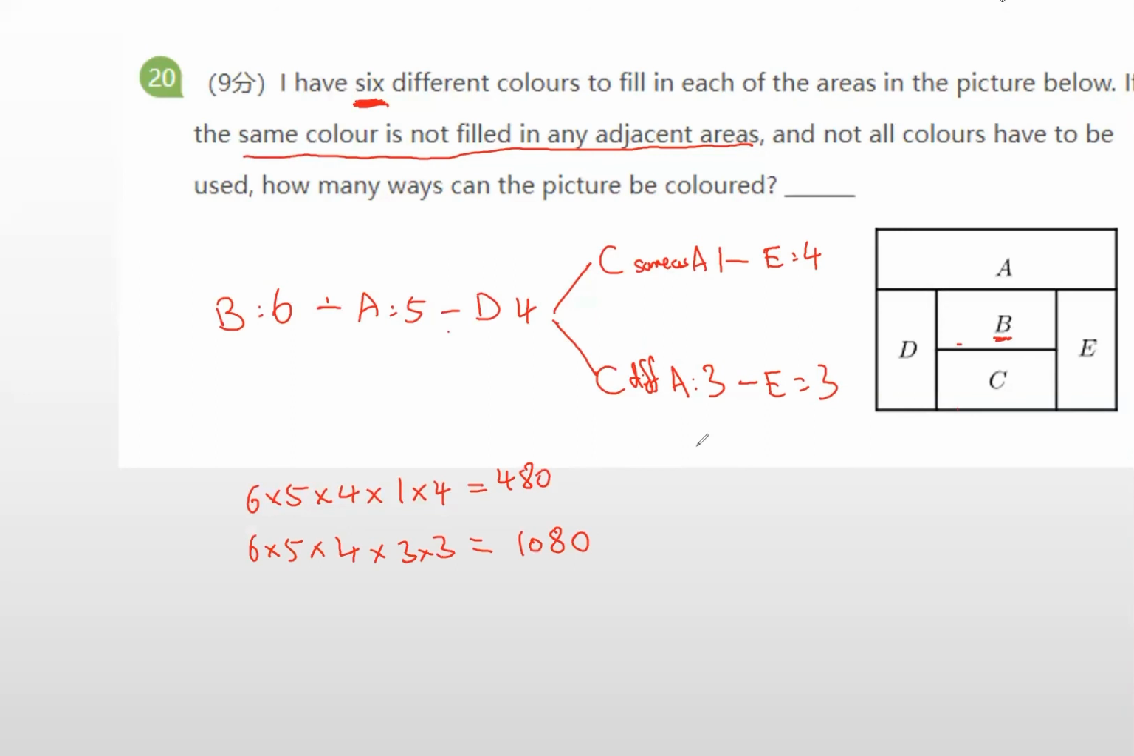Okay, so in total, we just add them up, so we get 1080 plus 480, which is 1560. And that is it for this question. So remember the key point of this question is to start with the one that has the most contact with everything else, which is B. When we start with B, you can think about the possibilities, and then we can start from A or from E, it's fine. You just continue to do it. All right.